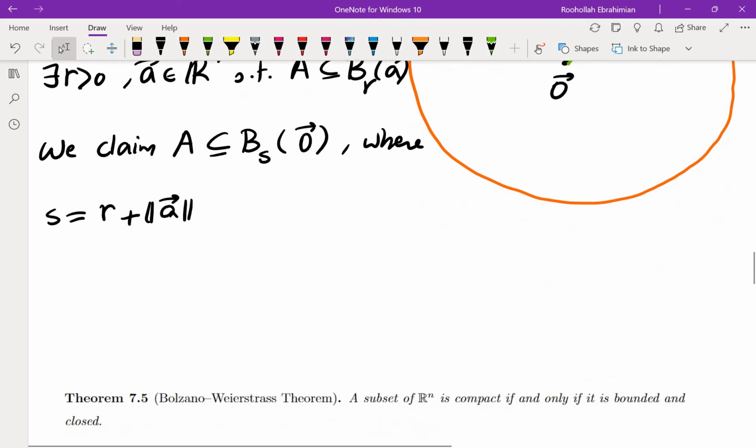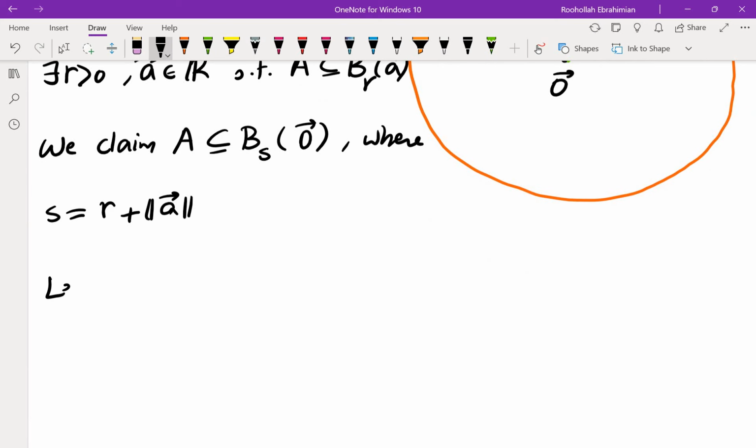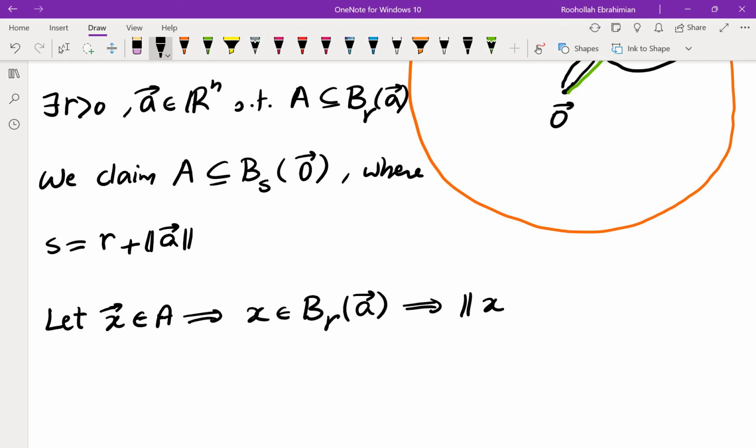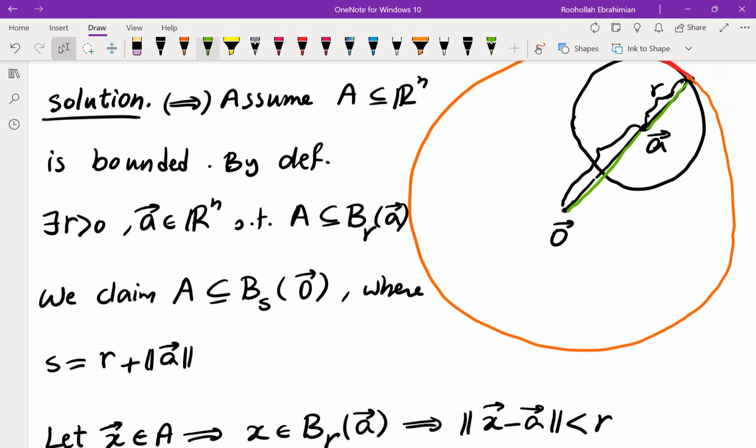Okay, so we're going to show that. How do we show this? We're going to start with x inside the set. So if x is inside the set, that tells us that because the set is a subset of the ball of radius R centered at A, x is also inside the ball of radius R centered at A, which means the distance from x to A is less than R. Now I want to show that in fact the distance between x and the origin is less than S. So x is right here.